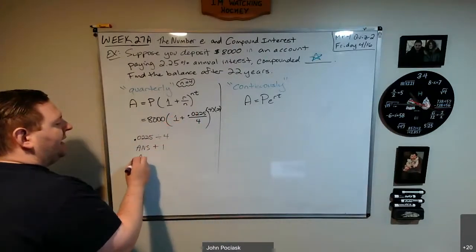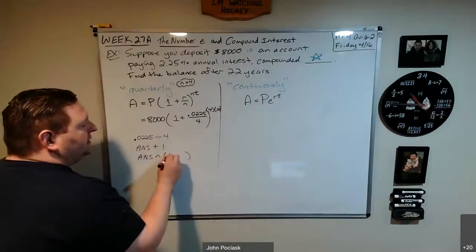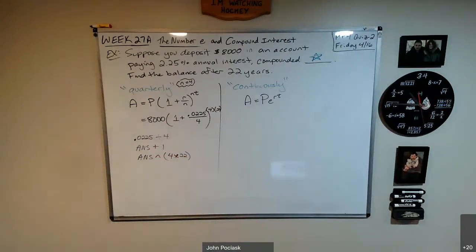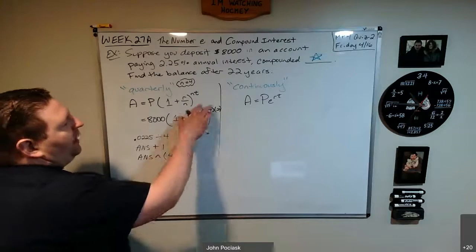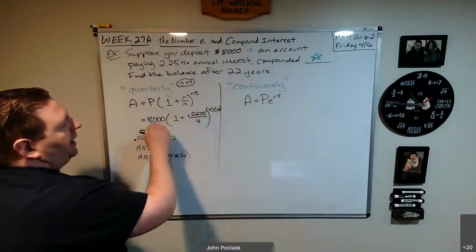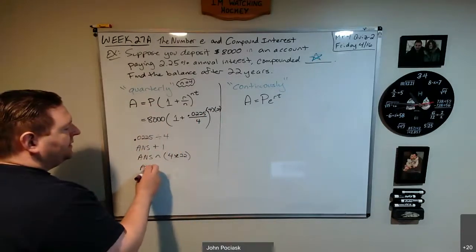Now you're going to take that answer and raise it to the 4 times 22. I guess you could just write 88 there. Hit enter. And then that whole thing, everything to the right over here, times 8,000. So now that answer times 8,000, and then that's it.